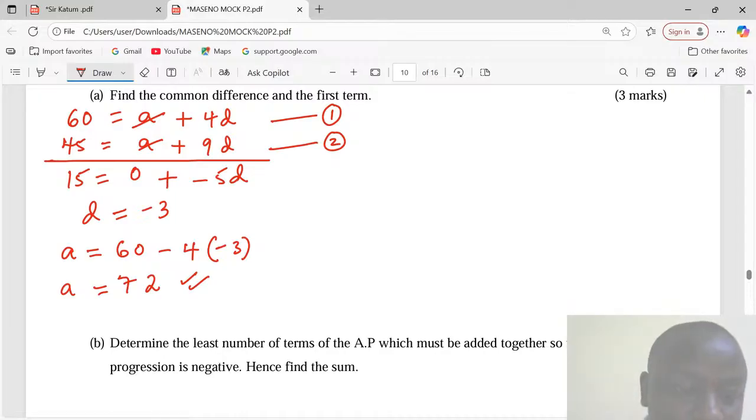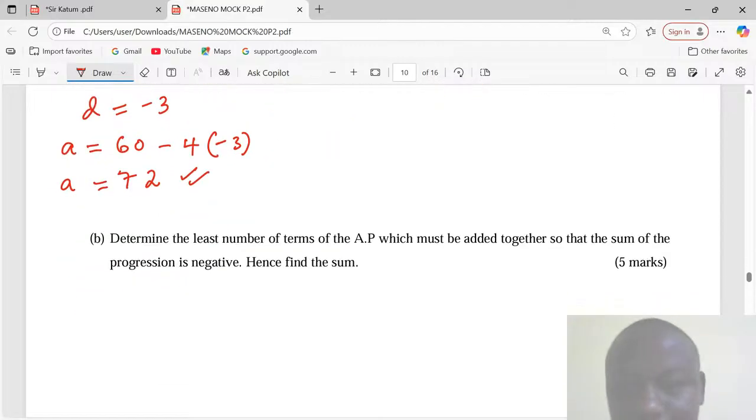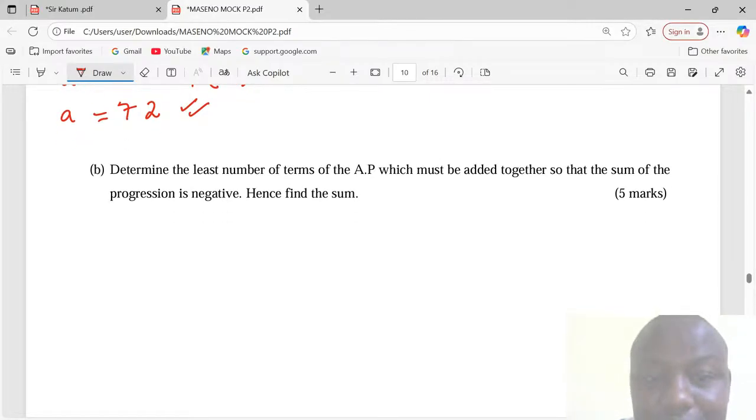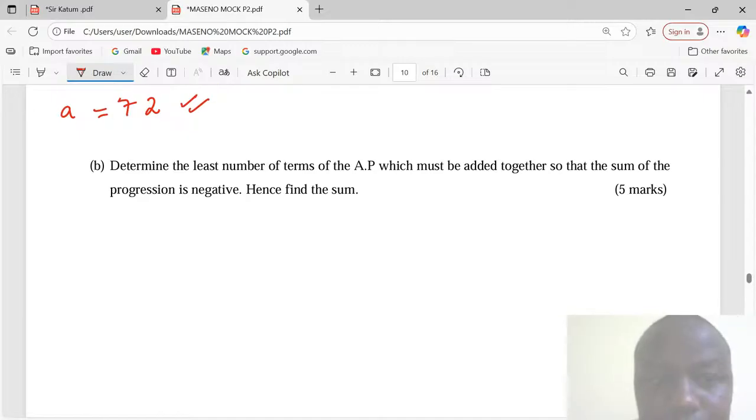So we can now have a continuation. Now that we have the common difference and the first term, we can check part B. Determine the least number of terms of the AP which must be added together so that the sum of the progression is negative. Hence, find the sum. The least number of terms that must be added together so that the sum of the progression is negative. Just remember this.